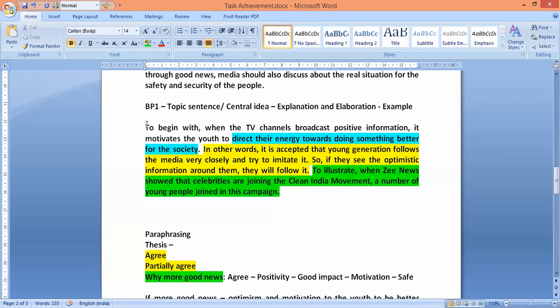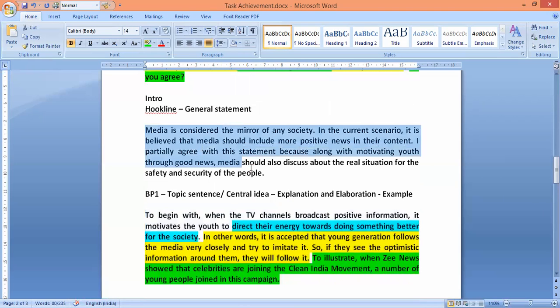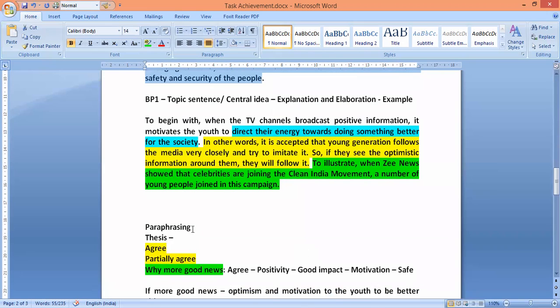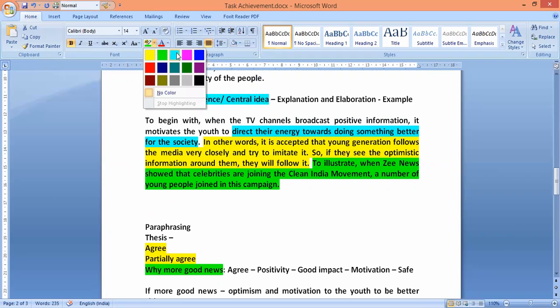And how many words? Let me tell you. This is 80 words. My introduction is 55. 80 plus 55, I think 135. So now I have to write another BP and the conclusion. I'll easily reach 270 to 280 words. So by now, any confusion with this? No. Is it that clear?